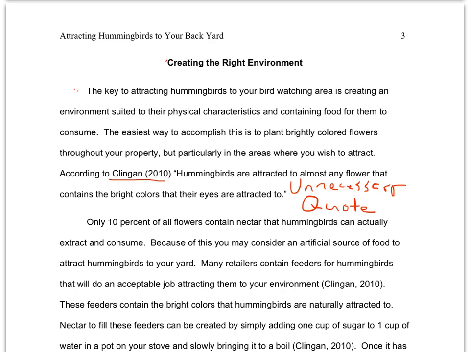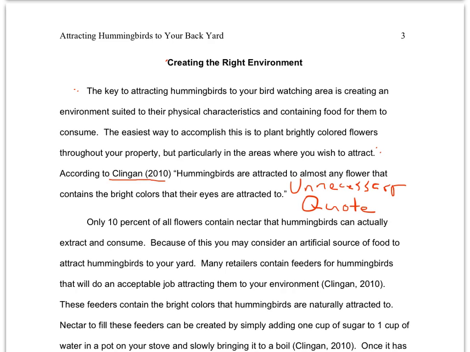So the key to attracting hummingbirds to your birdwatching area is creating an environment suited to their physical characteristics and containing food for them to consume. Okay, it's logical that you just got that from your research, but the best way to prove this is just to make sure there's a citation there. It doesn't have to be exactly what the person said, but if you're getting that information from that person, put the citation in there. The easiest way to accomplish this is to plant brightly colored flowers throughout your property, but particularly in areas you wish to attract.